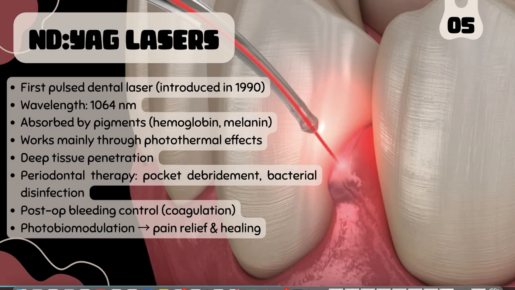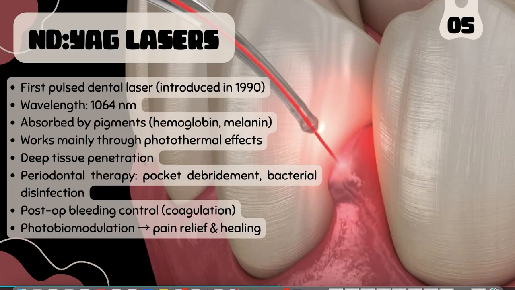Nd:YAG lasers were the first pulse lasers designed specifically for dentistry back in 1990. They use a 1064 nanometer wavelength, which is in the near infrared spectrum. This wavelength is absorbed by pigments like hemoglobin and melanin, which makes them especially effective for targeting pigmented tissue. They work mainly through photothermal effects, which means the energy turns into heat and penetrates deeper into tissue.